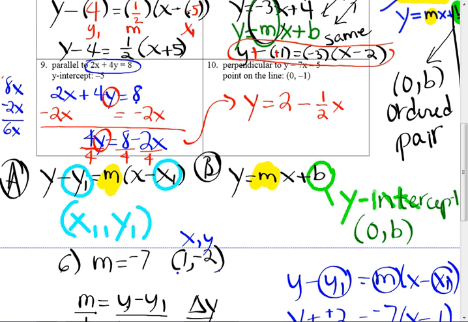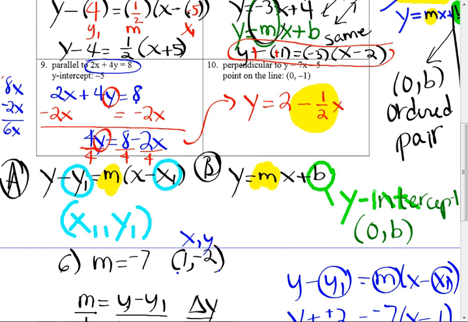Okay, this is a tricky question. I want it parallel. Which number is the slope? The 2 or the negative 1/2? Negative 1. Who said that? Good job, Lalo. The number in front of the x, that's the slope.